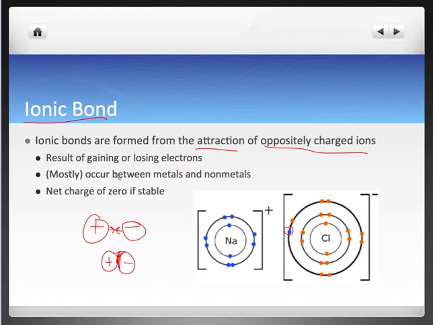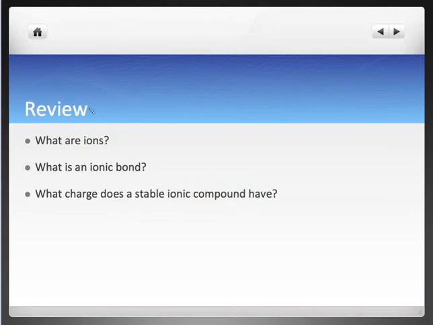These tend to occur between metals and nonmetals, because remember, metals have 1 to 4 valence electrons, nonmetals have 5 to 8. So it's easier for metals to lose electrons, easier for nonmetals to gain. And the net charge on all of this, if it's stable, is 0. So I had +1, -1, stable. Those are ionic bonds.